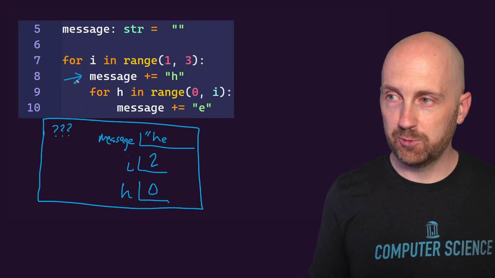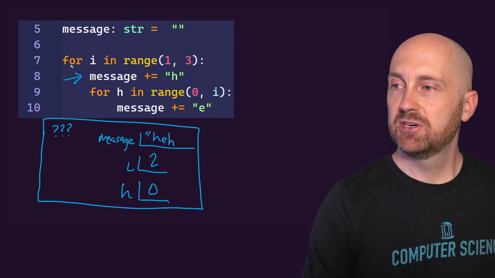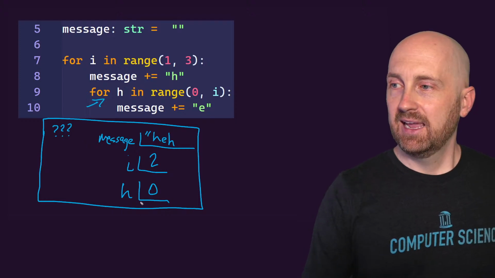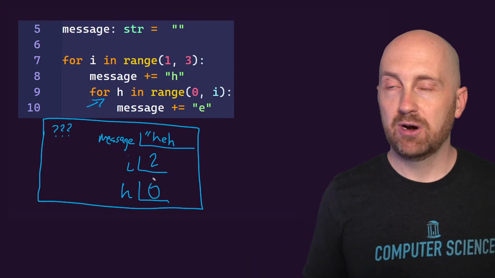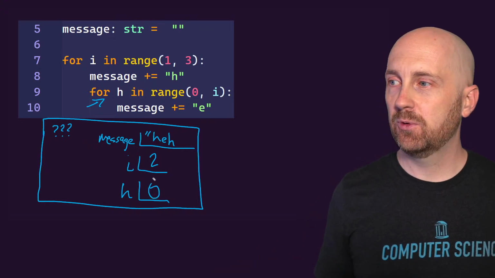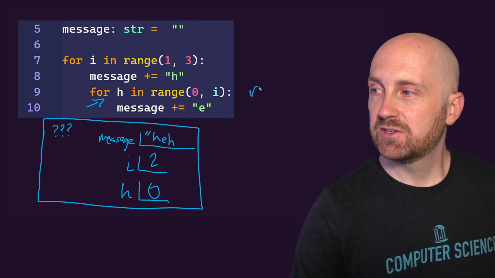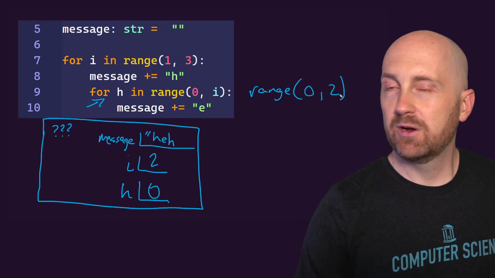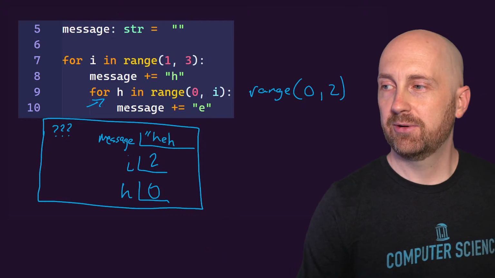We go into this loop again, and we add another H to our message by concatenating it, and then we reach this for in again. And we would reset our variable H to be whatever we're starting from the second time we reach this for loop. So in this case, back to 0. But this time around, the range is from 0 to 2, right? So we know that we're going to have 0 and 1 as items, and we're not going to include 2 in our iteration, right?